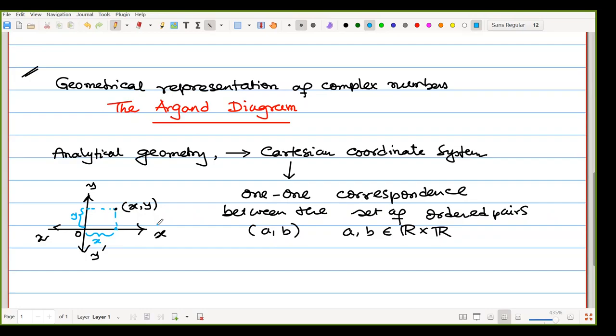Okay, so what is happening in the case of a complex number? Now the complex number can also be represented by the ordered pair in the same form. And each point in the plane can be viewed as the graph of the complex number. Okay, so suppose we are drawing one.